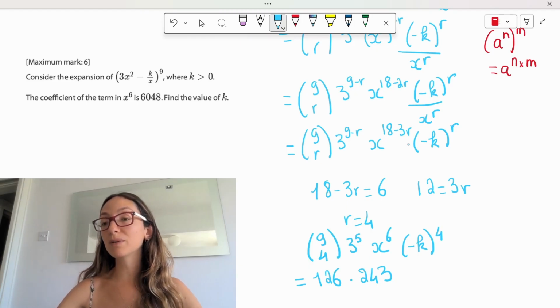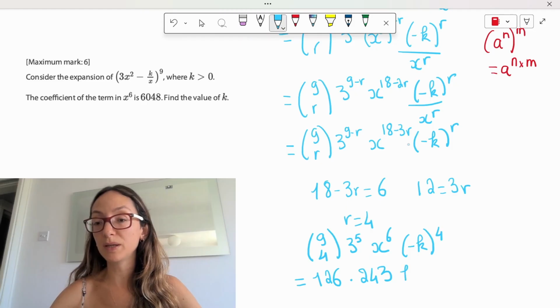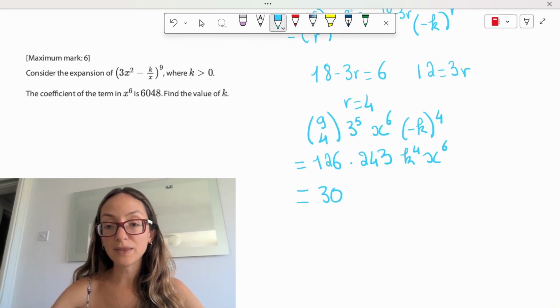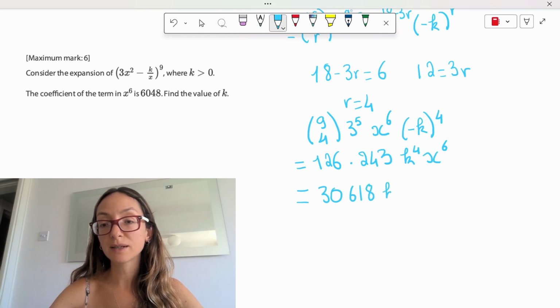Again, we have an even power, so the minus will turn into a plus, and we're left with k to the power of 4, and then x to the power of 6. And now we multiply these two, and we get 30,618 k to the power of 4, x to the power of 6.